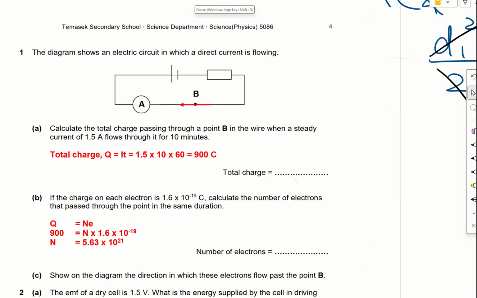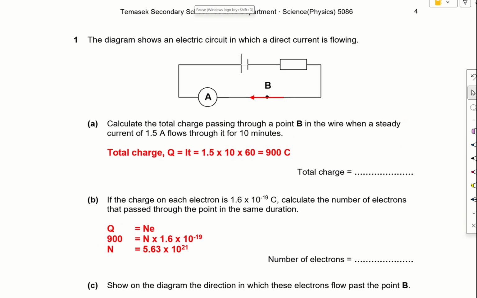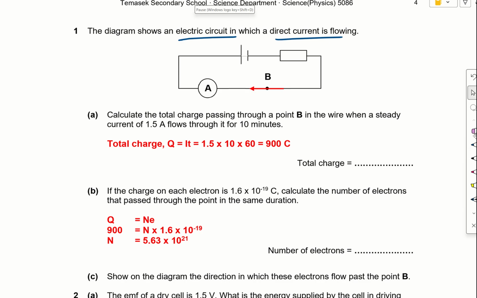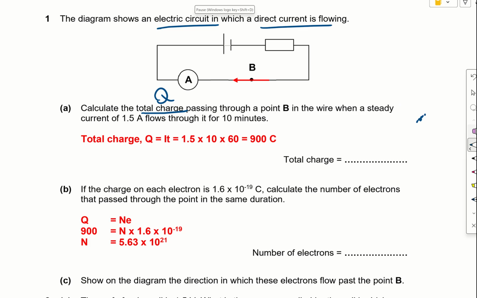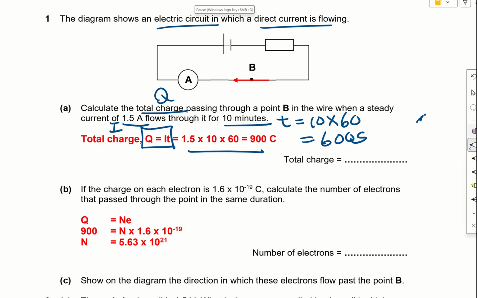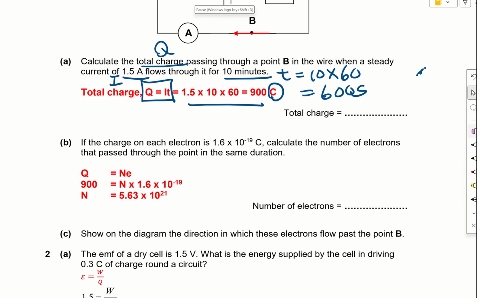Okay, the structured question, question 1. It shows an electric circuit in which a direct current is flowing. Calculate the total charge. Now, what is charge? Charge has the symbol Q. It passes through a point B in the wire when a steady current of 1.5 ampere, so this is my I, flows through it for 10 minutes, so this is my T. But just now I already told you all need to convert it into seconds. So T is 600 seconds. Okay, and the formula is Q equals IT. Substitute in with the correct units, you get 900 coulomb.